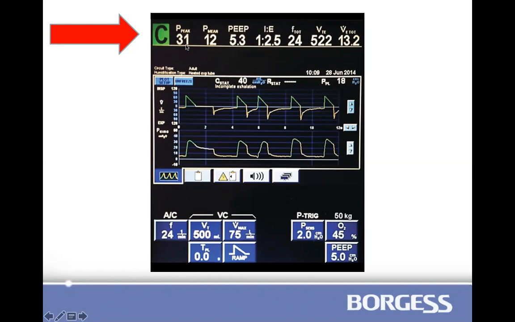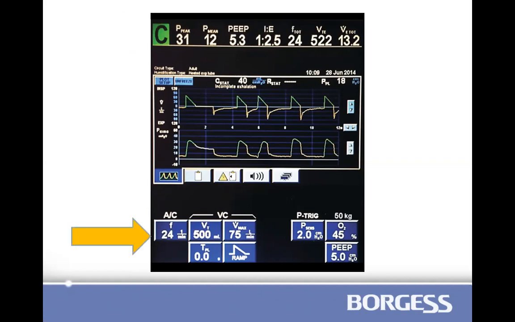This is your peak pressure. Now, your peak pressure changes obviously with every breath. The other thing is up here where it says PEEP, this is the actual PEEP that the patient is getting every single breath. It changes. Yes, it's set at 5, but it changes. We have the IE ratio, we have the frequency or the rate, and the tidal volume that the patient took was 522 cc's, to result in a minute ventilation of 13.2 liters per minute.